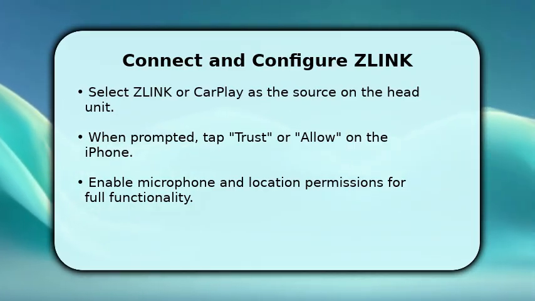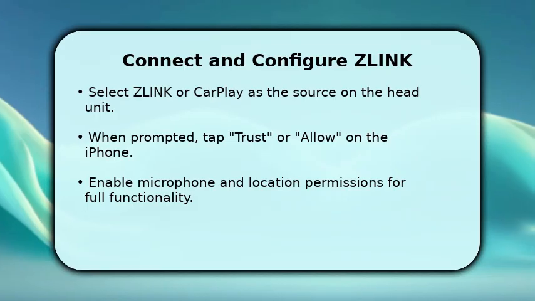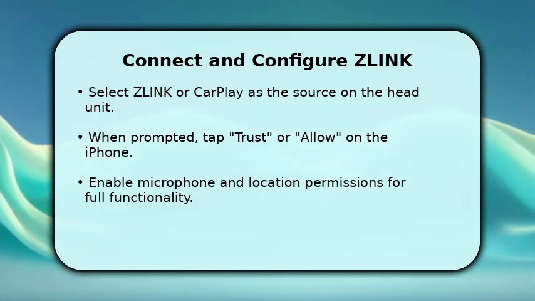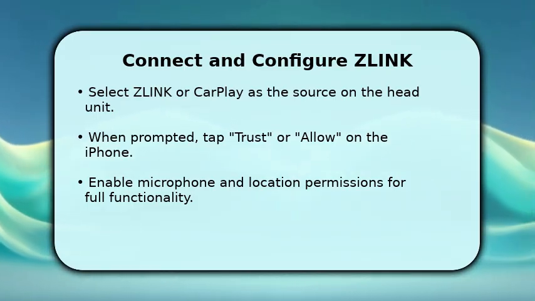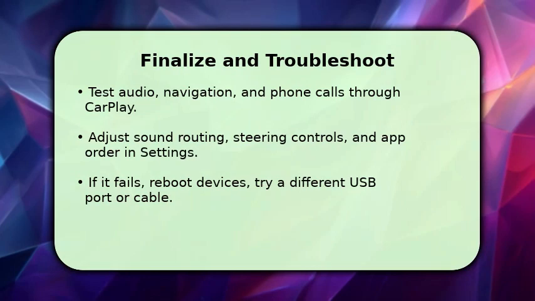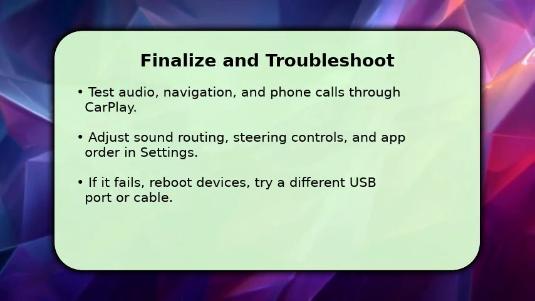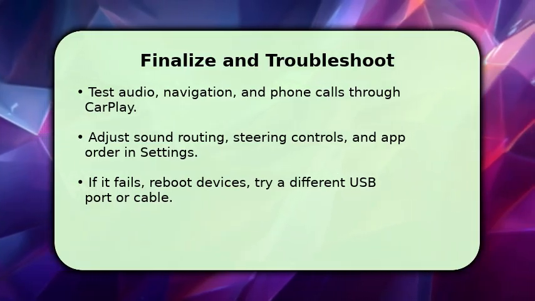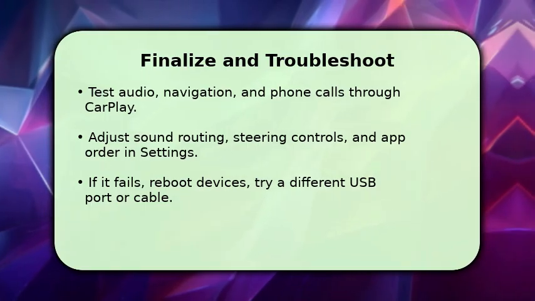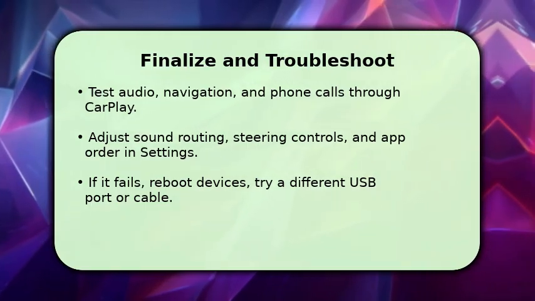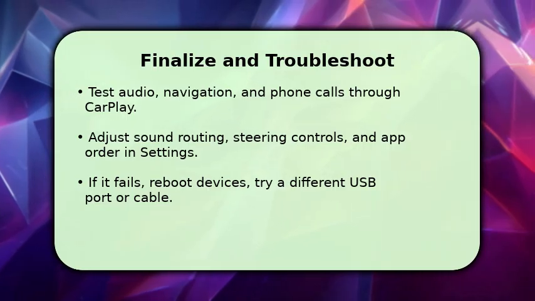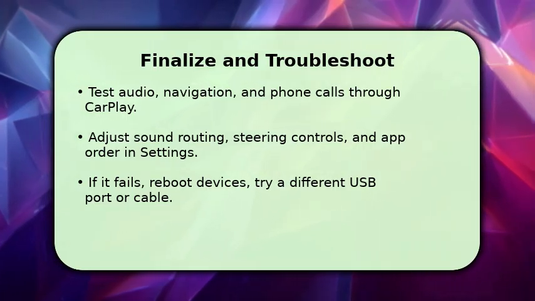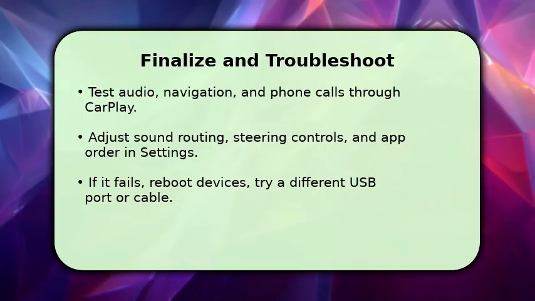If the head unit offers CarPlay setup screens, follow them to map steering buttons and confirm audio routing, so controls work smoothly. Finish by verifying everything functions end-to-end. Play audio, start navigation, and place a call to confirm microphone and speaker routing. Once done, customize app order and shortcuts in iPhone settings CarPlay to make use faster. Also map steering wheel buttons if your head unit supports it.